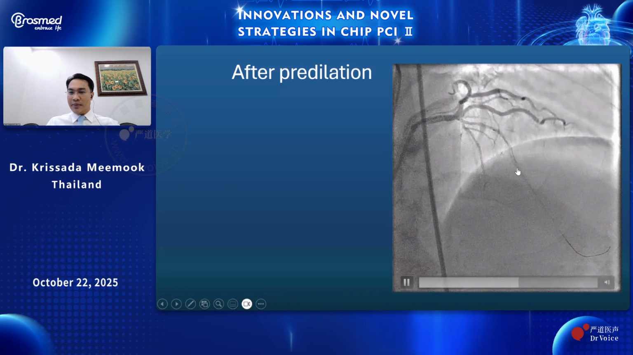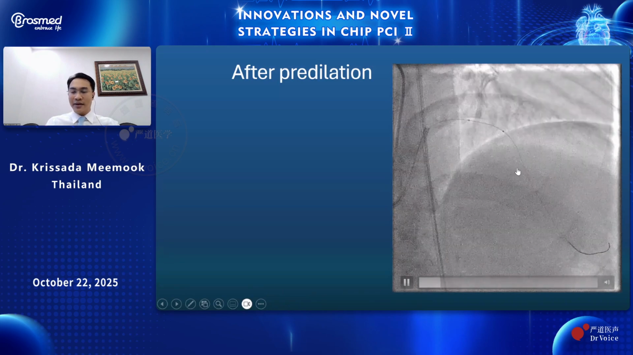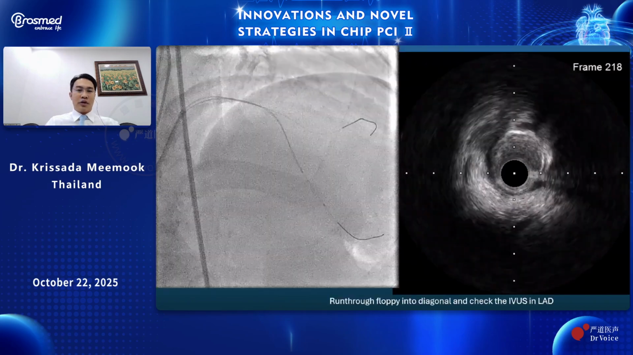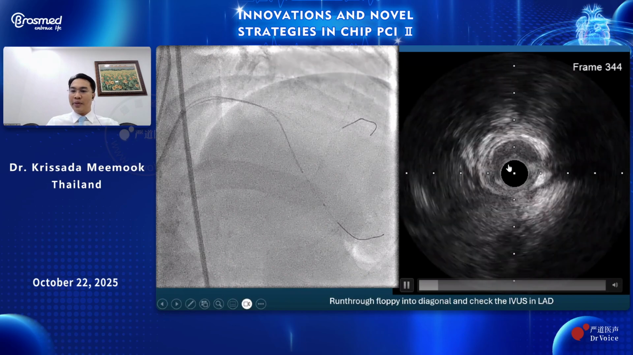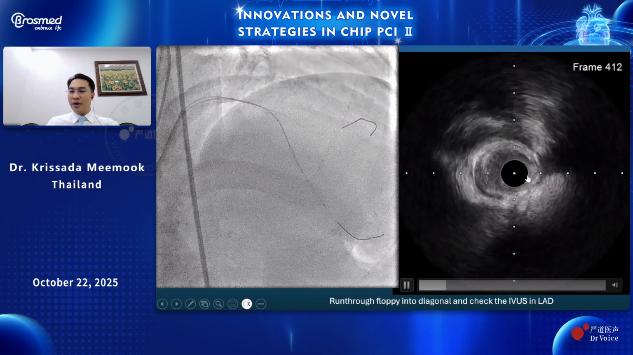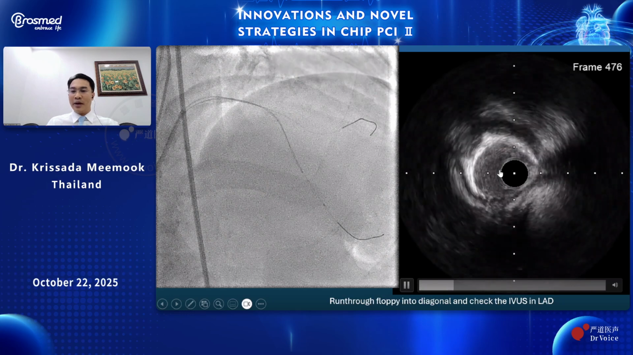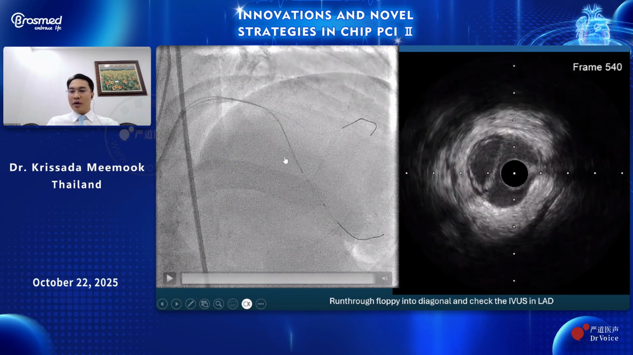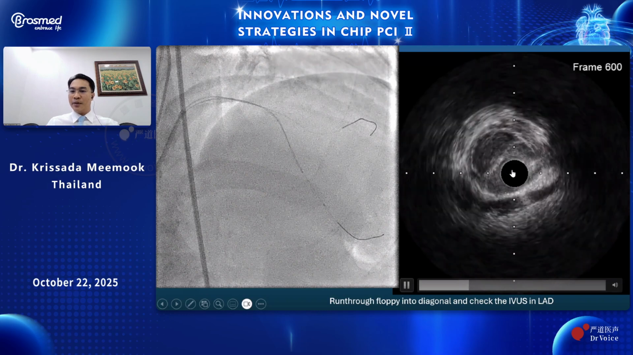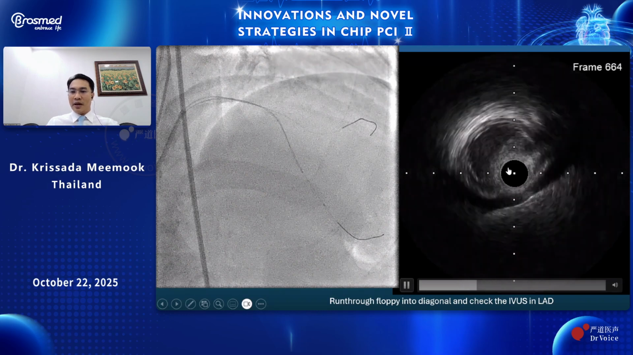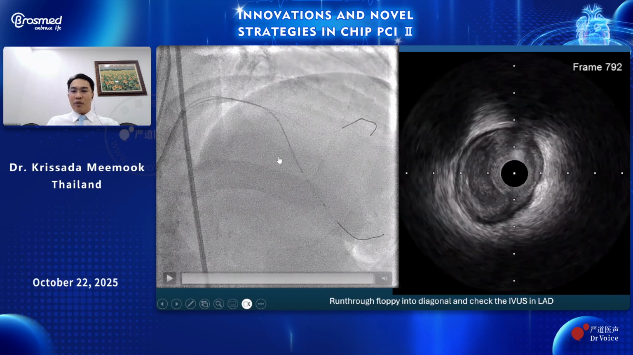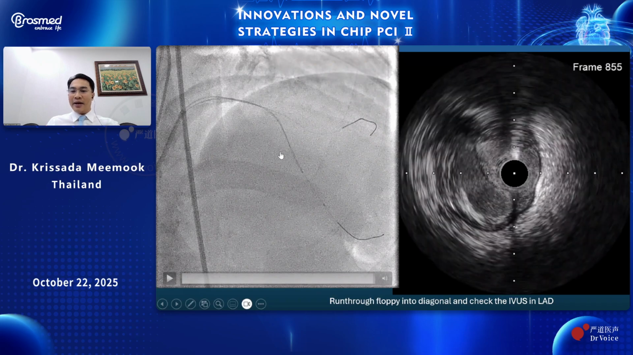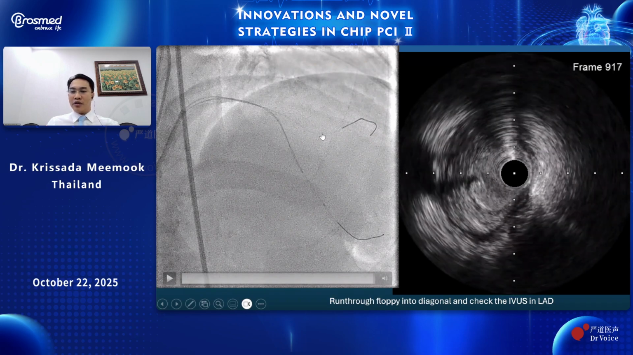So we thought this may be suboptimal wiring, maybe true, false, true. So we put the IVUS into the LAD. You can see this distal true lumen. We were in the distal true lumen, but when we pull back up to here, we went into the suboptimal space right here, and the suboptimal space is very long. And in that area, there is the big septal and also the big diagonal.